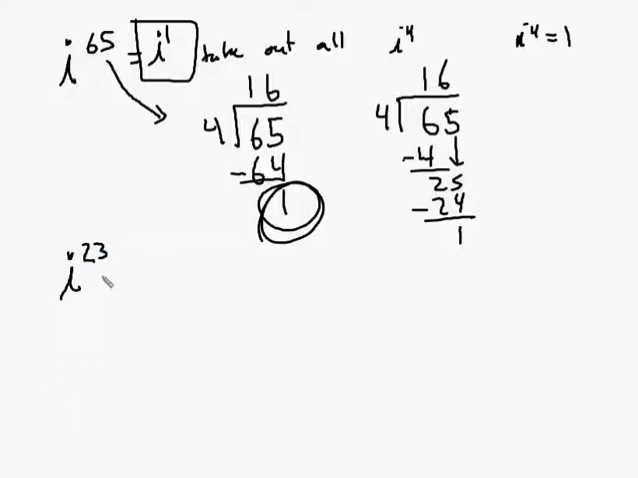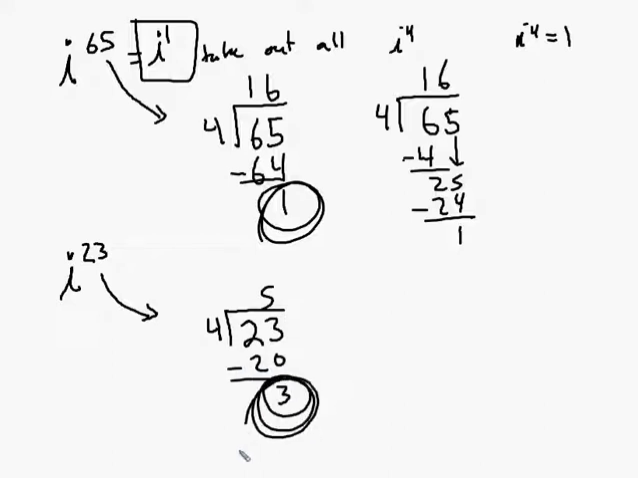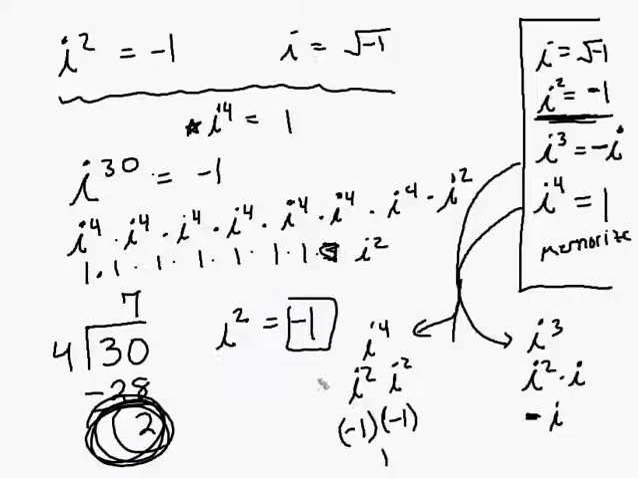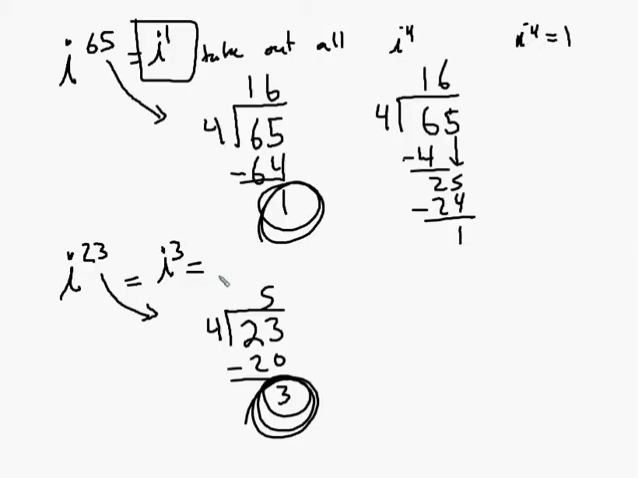All I care about is this exponent, and I'm going to take out all the i to the 4. So I take 23 divided by 4. I get 5, subtract, and my remainder tells me how many i's I have left. So I have i to the third left, which, from our table, is negative i. We need to memorize that. So that's my answer, negative i.